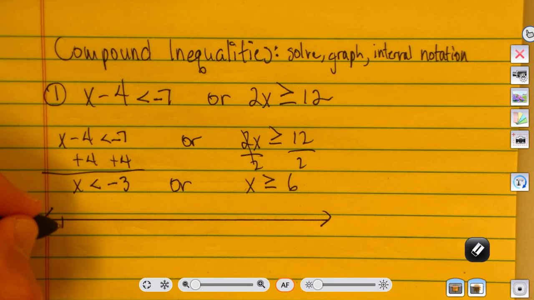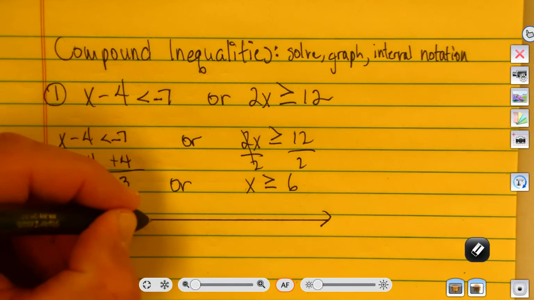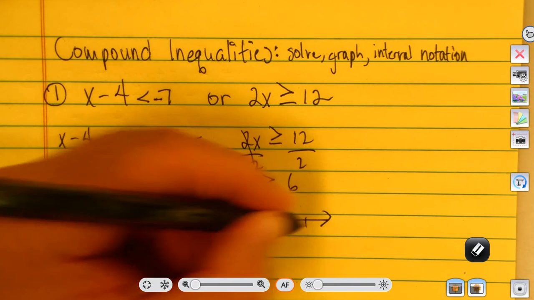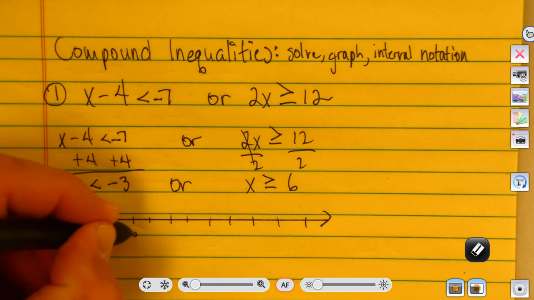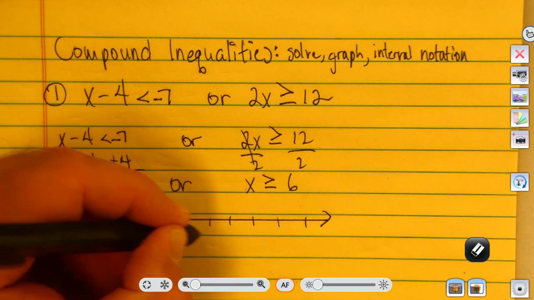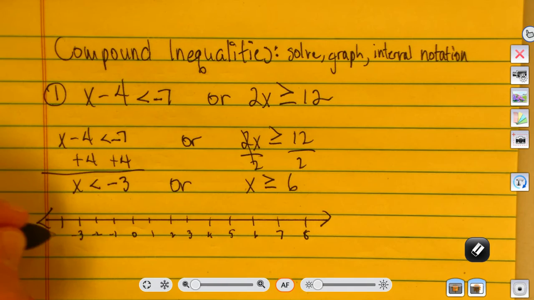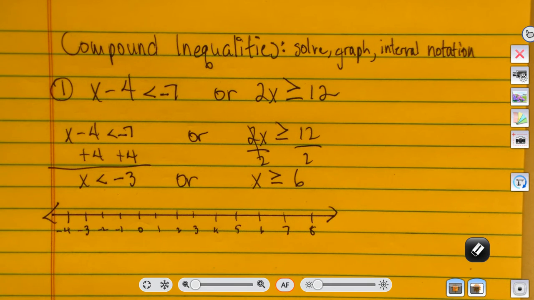And I'm going to graph negative 3, 2, 1, 0, 1, 2, 3, 4, 5, 6, 7, 8. Now, if I graph x is less than negative 3.